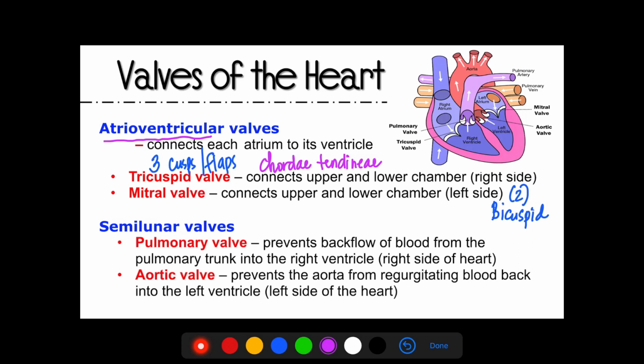First, we have the pulmonary valve. It prevents the backflow of blood from the pulmonary trunk, this one, into the right ventricle. So this is your pulmonary valve. Next one, we have the aortic valve, this one. It prevents the aorta from regurgitating blood back into the left ventricle or the left side of the heart. Another main difference between your atrioventricular valves and semilunar valves is that your semilunar valves don't have chordae tendineae.